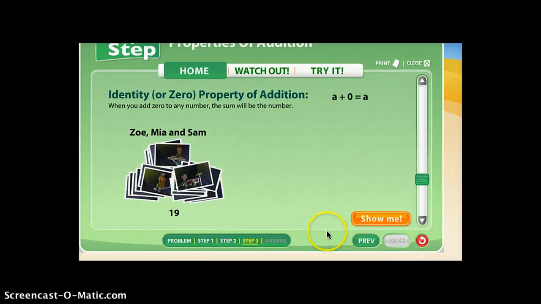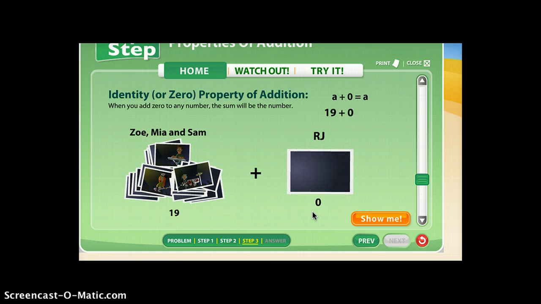The identity property of addition, sometimes called the zero property of addition, says that when you add 0 to any number, the sum will be that number. Okay, I gotta admit, this property is pretty easy. For example, I have 19 pictures from the concert after Sam and Mia sent me their pictures. I checked with RJ to see if he had any pictures, but he had none. 19 plus 0 equals 19. That leaves me with 19, the original number.